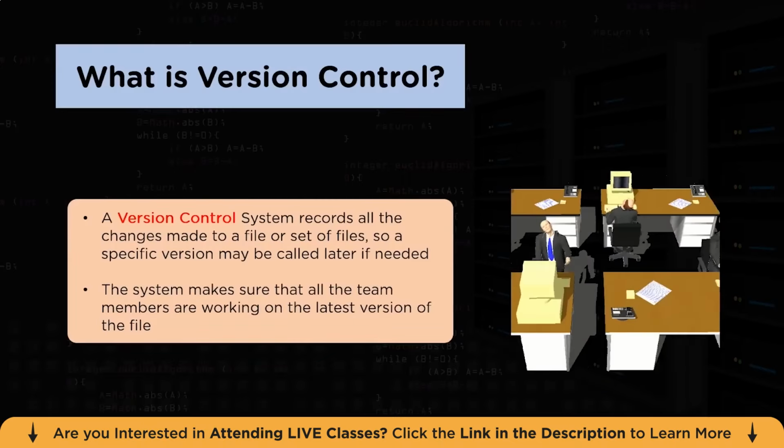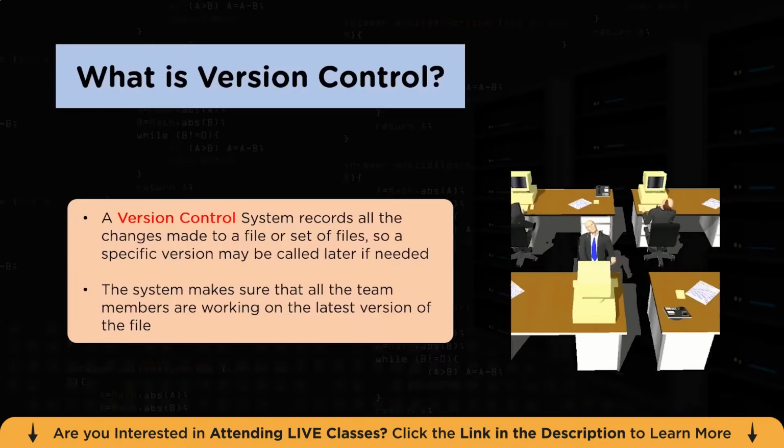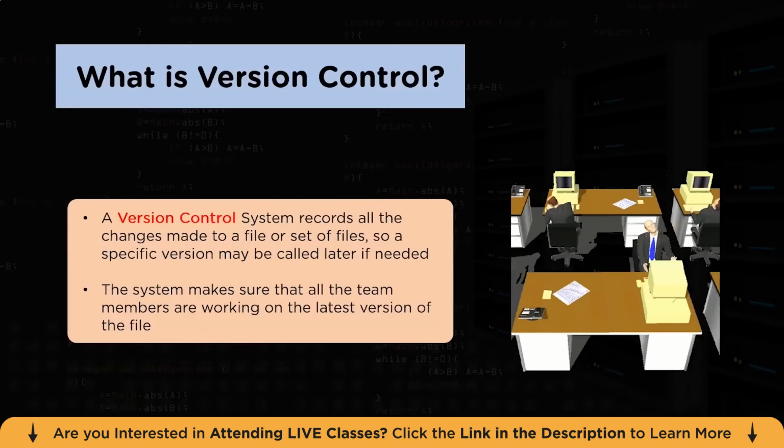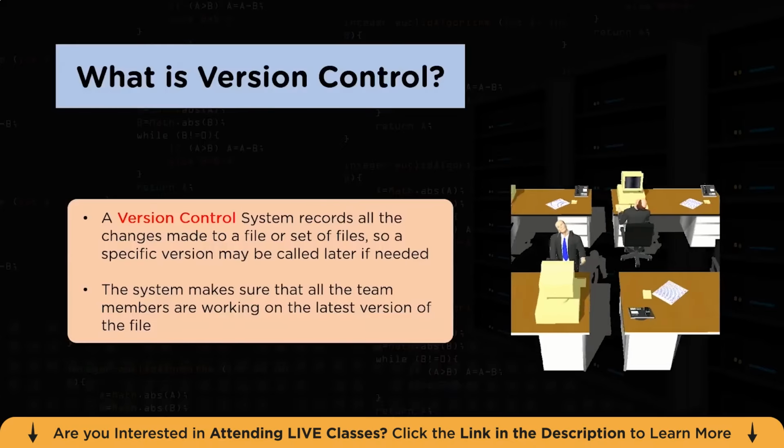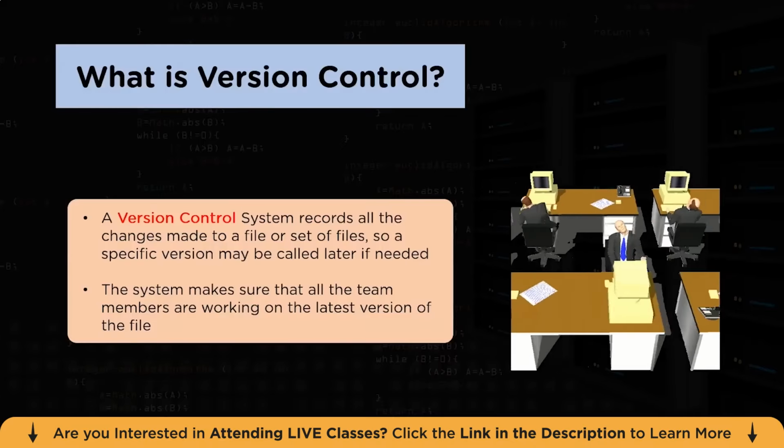It is the responsibility of the version control system to keep all the team members on the same page. It makes sure that everyone on the team is working on the latest version of the files, and most importantly, makes sure that all these people can work simultaneously on the same project.